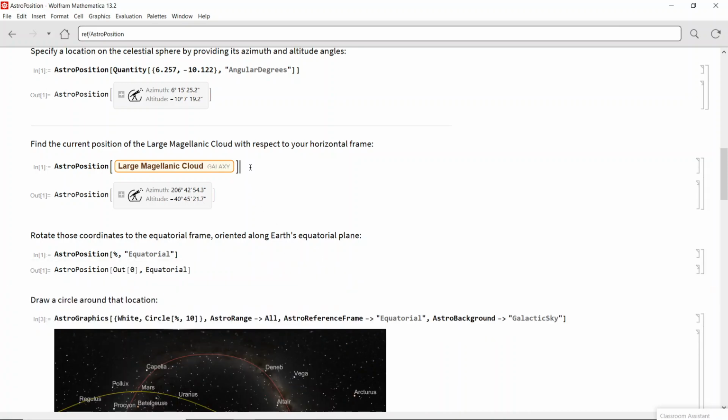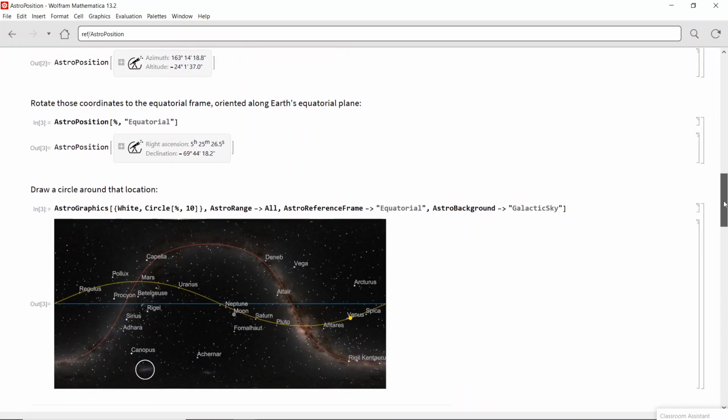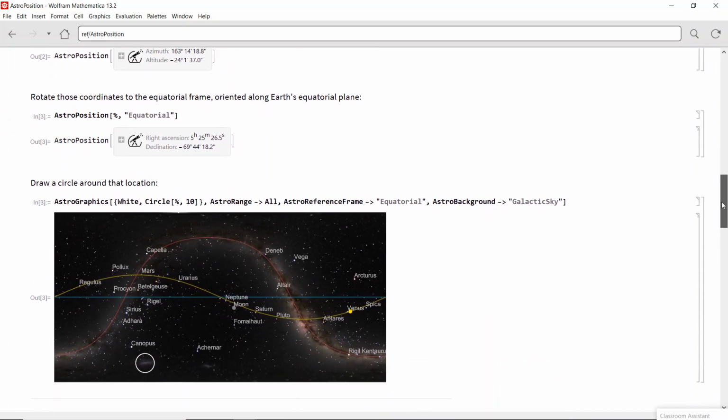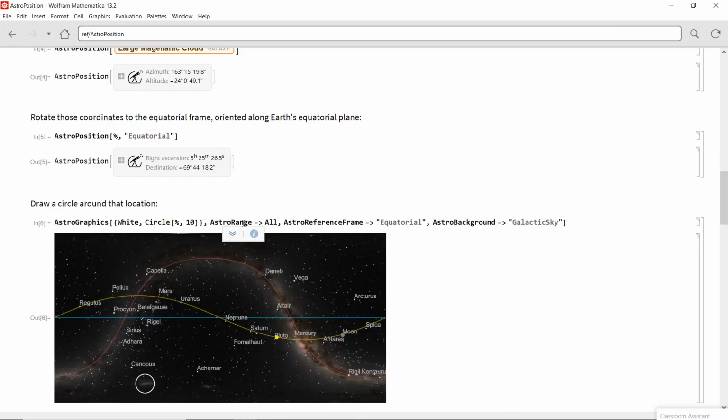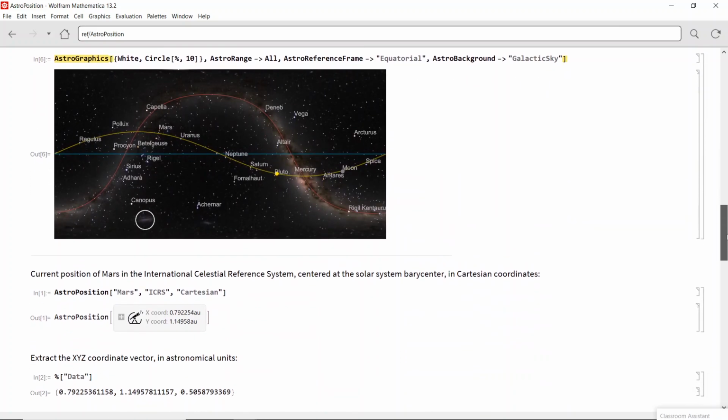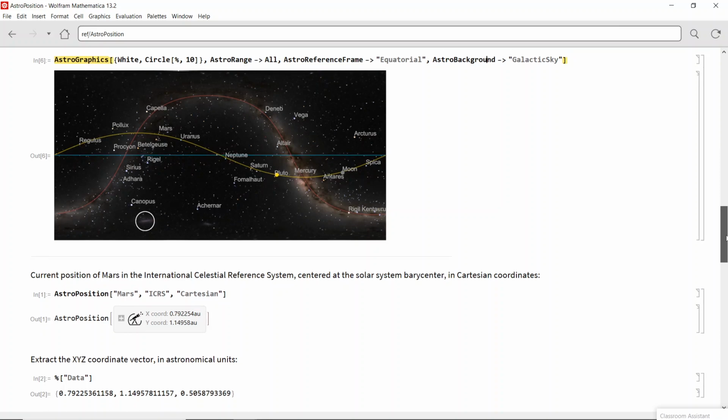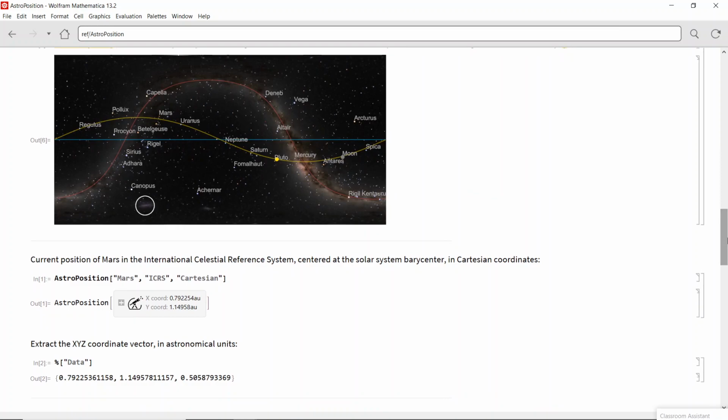Oops, okay, I need to evaluate this. I don't think I evaluated this one either. Draw a circle around that location. I have to evaluate this and this. AstroGraphics[{White, Circle[%]}, AstroRange -> All, AstroReferenceFrame -> Equatorial, AstroBackground -> Galactic sky]. Current position of Mars in the International Celestial Reference System centered at the solar system barycenter, in Cartesian coordinates.